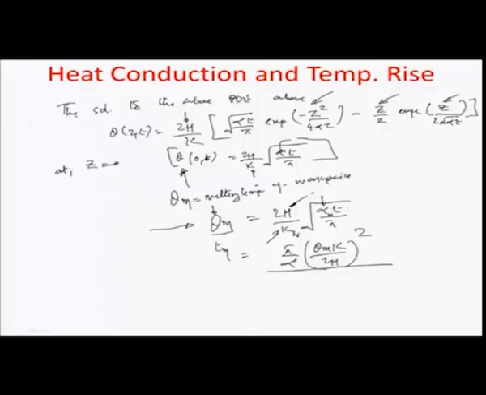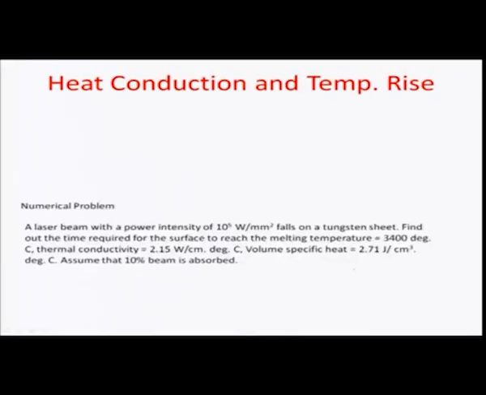So, let us do a small problem here. There is a laser beam with a power intensity being coupled of about 10 to the power of 5 watts per millimeter square, falling on a tungsten sheet. I have to find out the time required for the surface to reach the melting temperature, which is 3400 degrees Celsius. We have the following parameters. The thermal conductivity is 2.15 watt per centimeter degree Celsius, the volume specific heat rho times C is given to be 2.71 joule per centimeter cube degree Celsius, and you have to assume that about 10% of the beam is absorbed onto the workpiece surface.